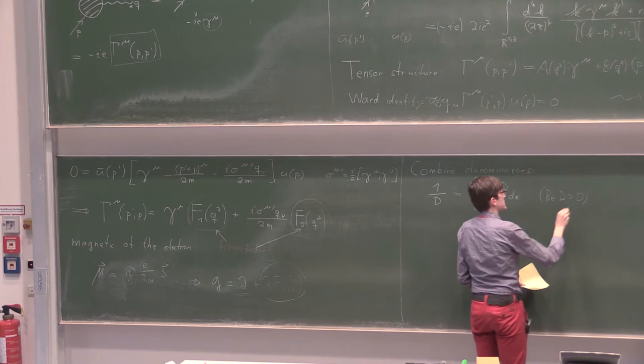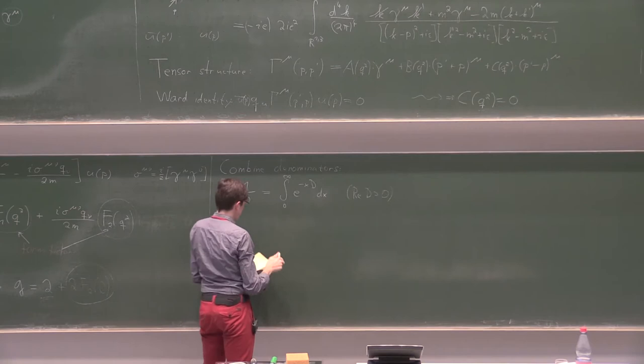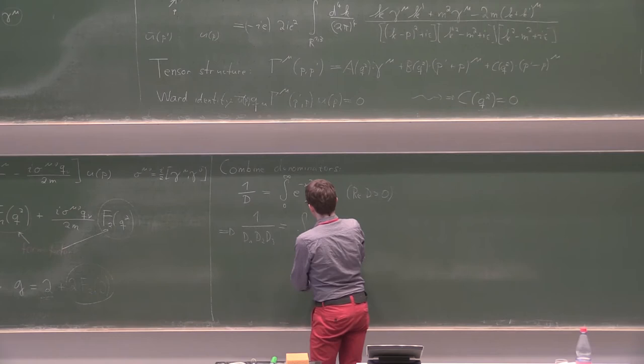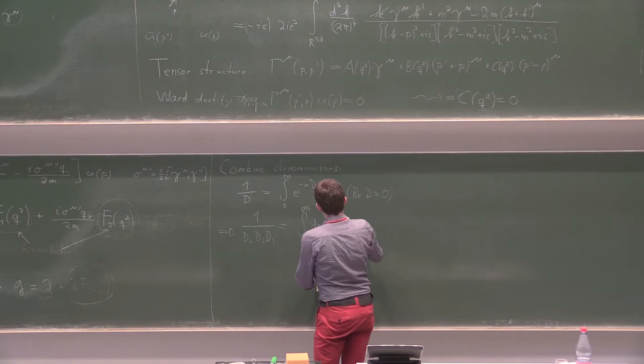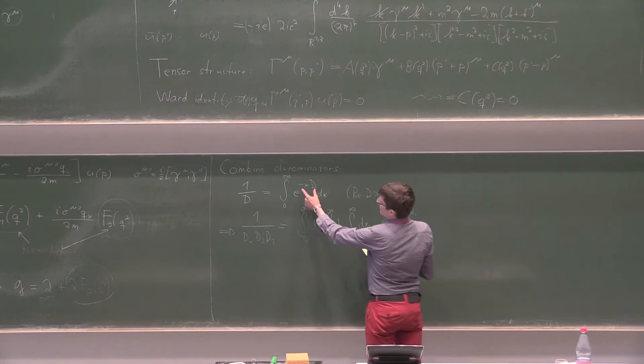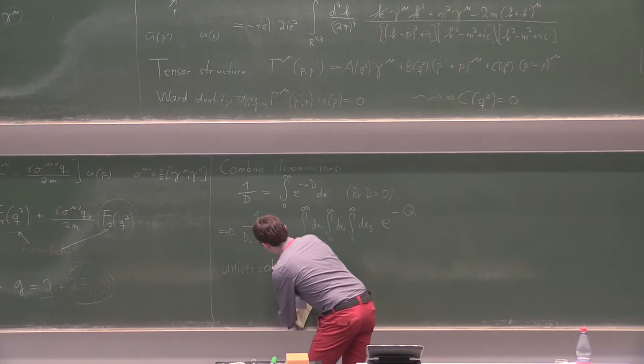But if you do this for all denominators, then you see they all get into the exponent, and then the product becomes the sum in the exponent. So you get something like 1 over d1 d2 d3 is the integral from 0 to infinity in three parameters, dx1 dx2 dx3, and then you have e to the minus q, where q is just the sum of all of these exponents. So q is called the universal quadric.